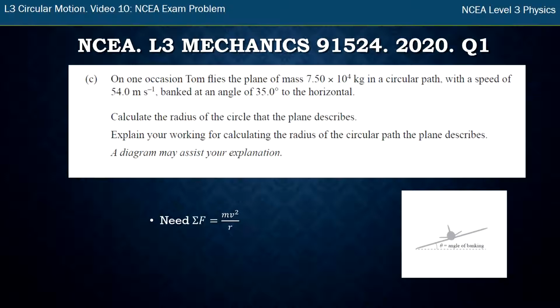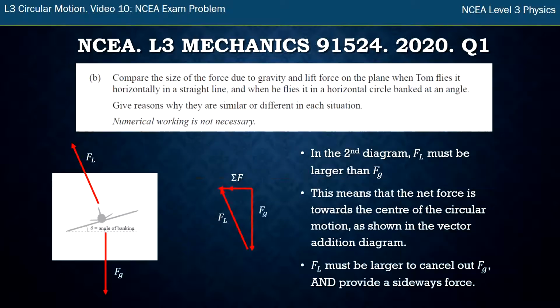Okay, number C. On one occasion, Tom flies his plane in a circular path with the speed of 54 banked at an angle of 35. Calculate the radius of the circle that the plane describes. Explain your working for calculating the radius of the circular path the plane describes. Now, a diagram may assist your explanation. A couple of things. The diagram is going to be, hopefully, my vector addition diagram that I've got here.